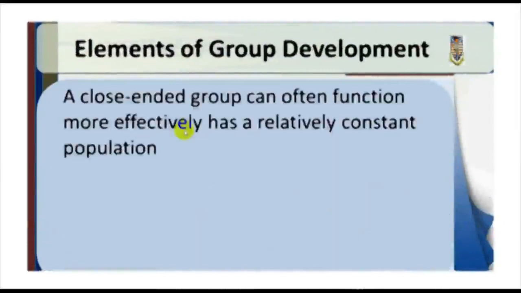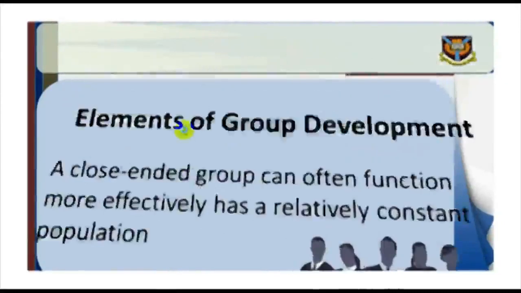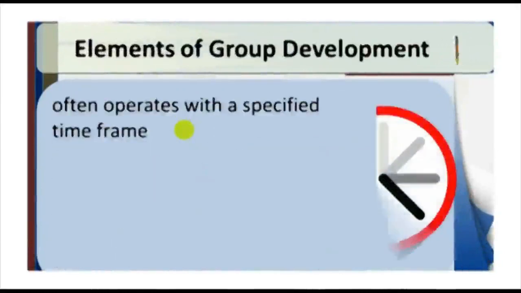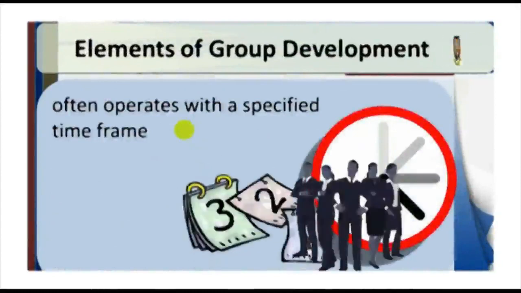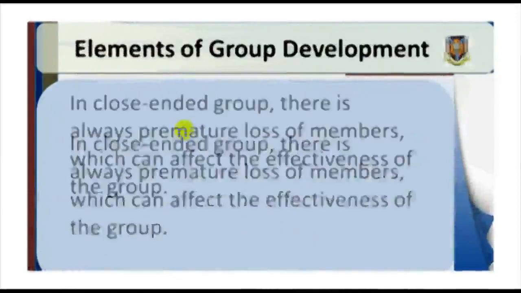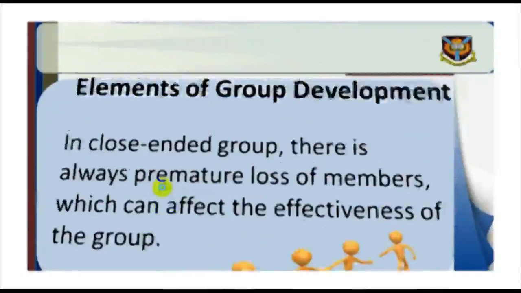A closed-ended group can often function more effectively as it has a relatively constant population and often operates with a specified time frame. In a closed-ended group, there is always the possibility of premature loss of members, which can affect the effectiveness of the group. The group leader must deal with members' termination in both groups and plan for these eventualities.